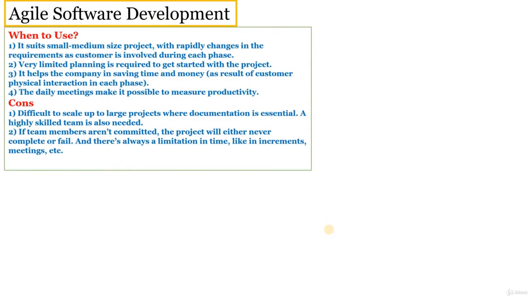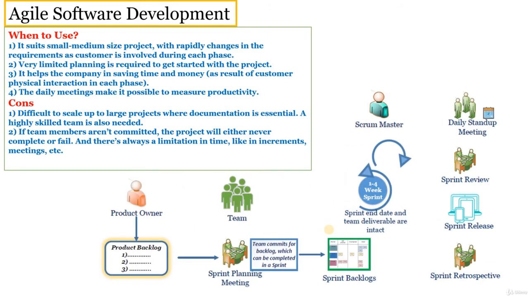Third one is the agile software development. Agile software development, when to use? It suits small and medium-sized projects with rapidly changing requirements as the customers are involved during each phase. Agile software development is one of the more popular methods. Again, in agile, there are various different flavors associated with agile software development. But again, the bottom line is that agile software development basically accepts frequent changes.